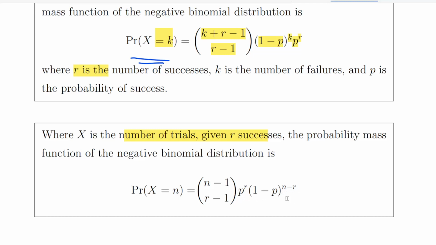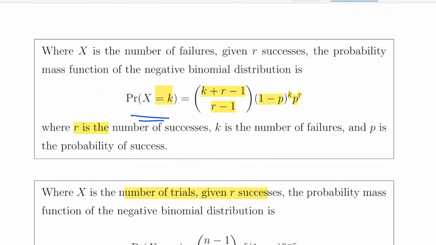Now you're probably thinking that's very close. They're very close to one another. Yes, they are. We're not reinventing the wheel each time we use a different specification of the negative binomial distribution, but the question here is slightly different. The total number of trials, I should say, in this second case, including the failures and the successes, whereas in this first case, it's the number of failures only.